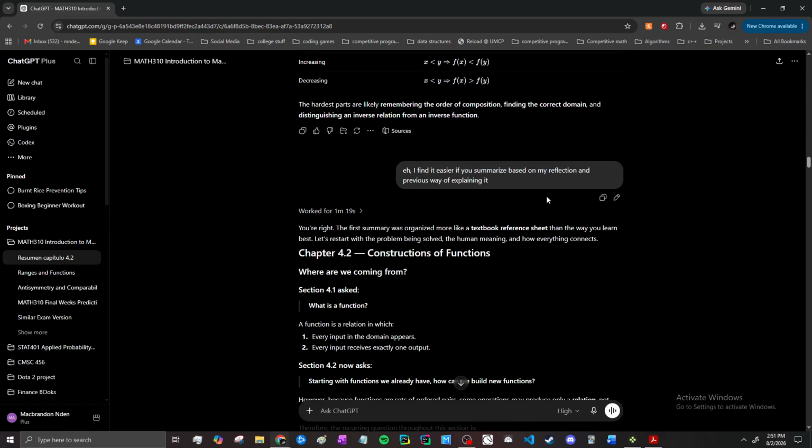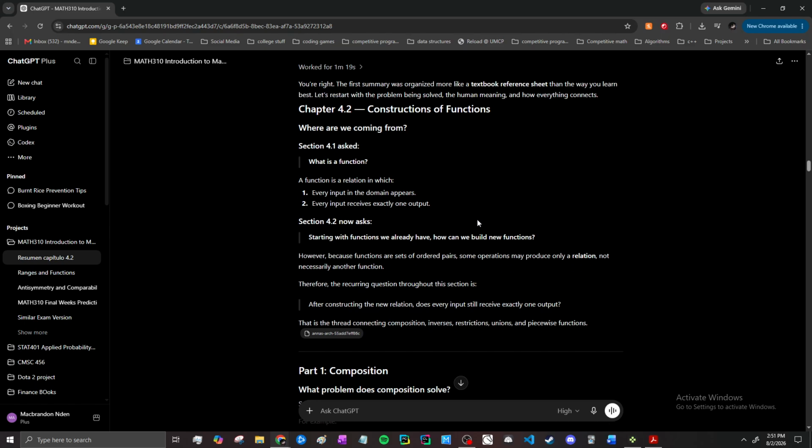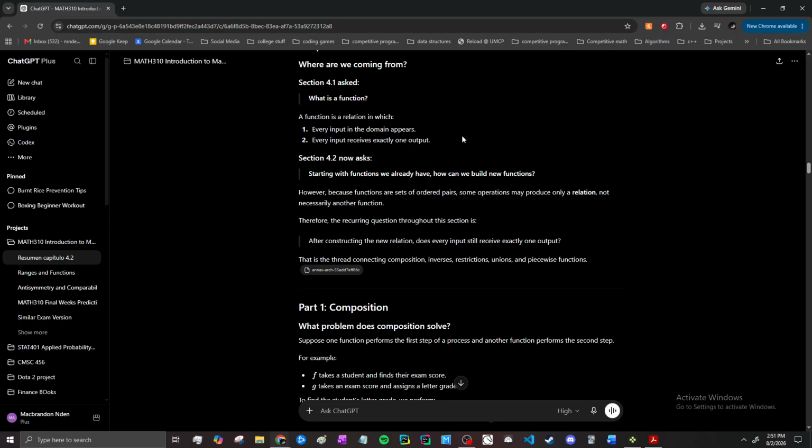Okay, I find it to be summarized by something. So you're right: construction of functions. Where are we coming from? Section 1.1 asks, what is a function? A function is a relation in which every input in the domain appears and receives exactly one output. So section 2, starting with functions we already have, how can we build new functions?